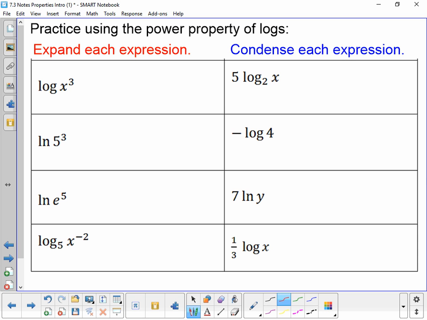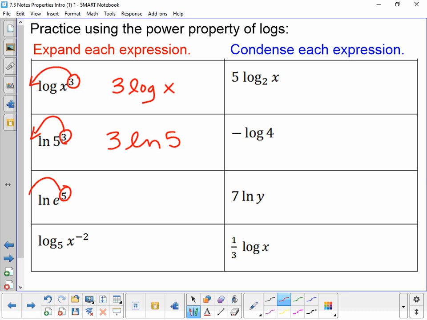Here is the log of x to the third power. Well, if we want to expand it, we bring that power down. So it's 3 times the log of x. And again, this whole let's bring the power down thing is only for logarithms. Don't start to confuse this with other things. It only works with logs. The natural log of 5 to the third power is the same as 3 times the natural log of 5. The natural log of e to the fifth power is the same as 5 times the natural log of e, but the natural log of e is just 1. That's saying what power of e is e. So this is the same as 5 times 1, which is just 5.